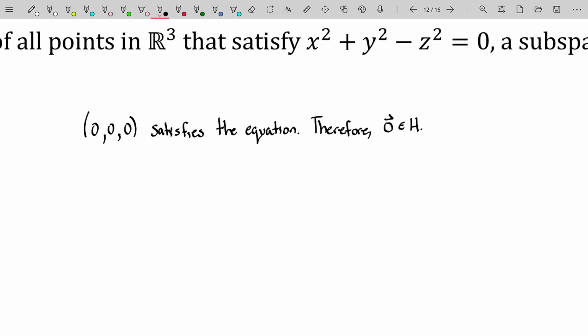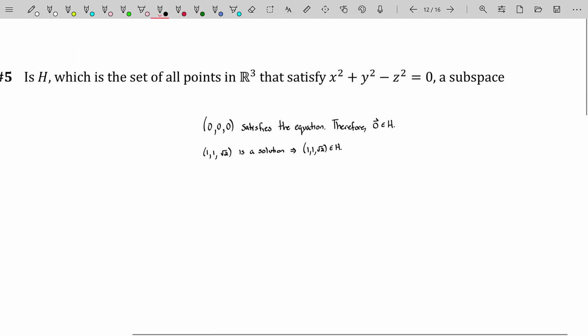So let's create a couple solutions just very quickly. For example, 1, 1, let's see, that'd be 1 plus 1, which is 2. So I need z to be root 2. So we definitely know 1, 1, root 2 is a solution, and that means that 1, 1, root 2 is in H, which is our set of solutions.